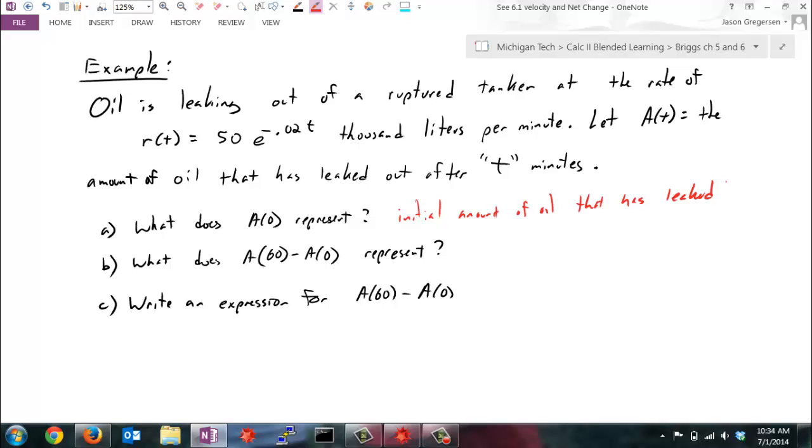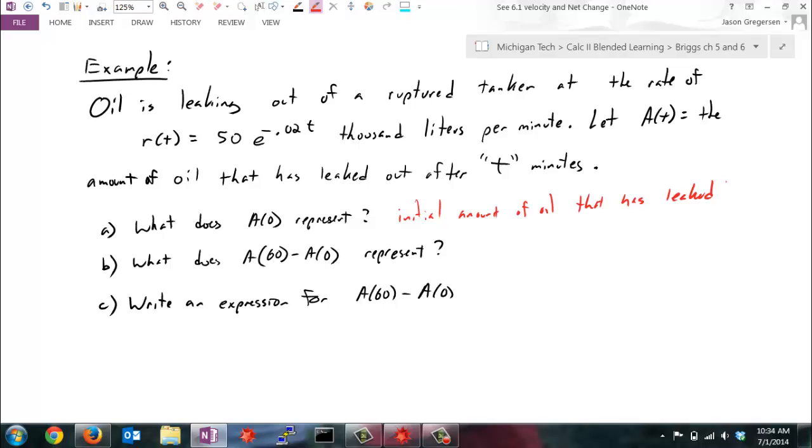Oil leaked after 60 minutes. Absolutely, the amount of oil that's leaked after 60 minutes. Once again, that will vary a little bit depending on how we define A of 0. That could mean how much more oil has leaked out the first hour after we found this oil leak. Or if we define t equals 0 as the time of the original incident, it could mean the total amount leaked, period. Okay, so both those definitions will be valid here.